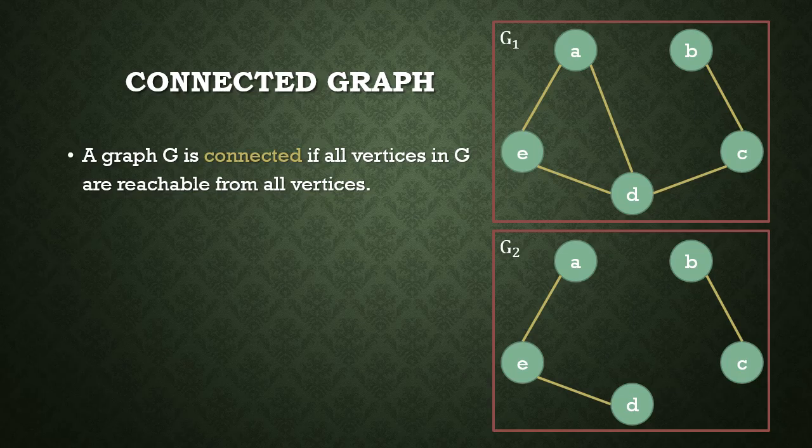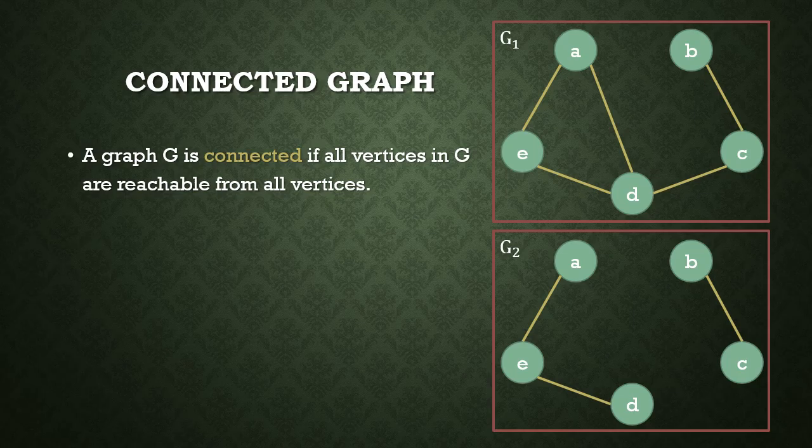Now come to the graph G2. Place yourself at A. Do you have a path to B? No. You can only go from A to E and D. But if you are at A, you cannot go to C or B.